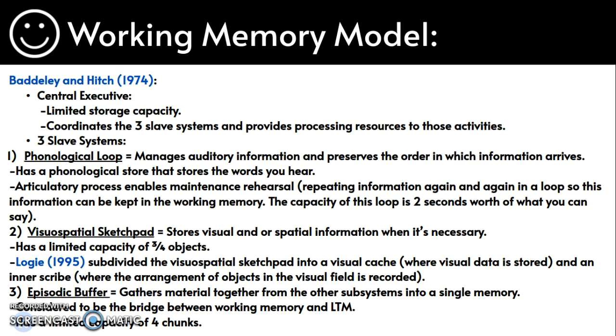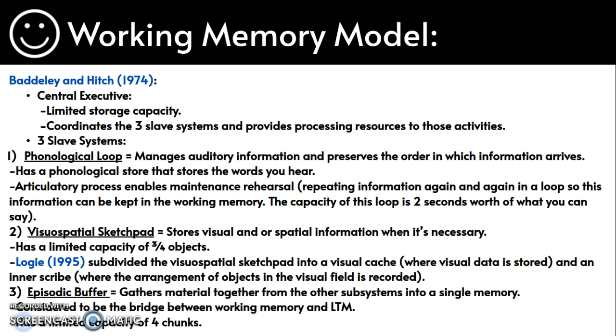So I'm just going to go into what each of these are. So the central executive has limited storage capacity, and it coordinates the three slave systems and gives them processing resources for them to basically carry out their activities. The three slave systems are the phonological loop, the visuospatial sketchpad, and the episodic buffer.